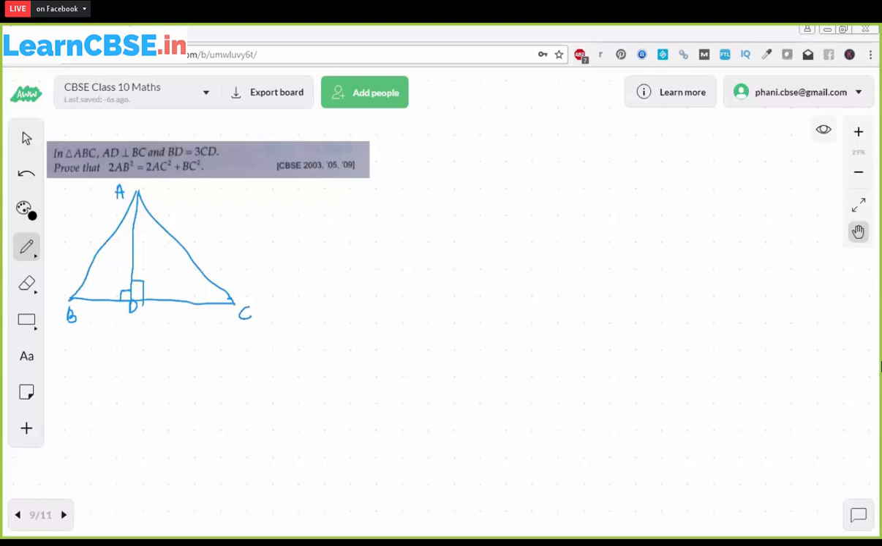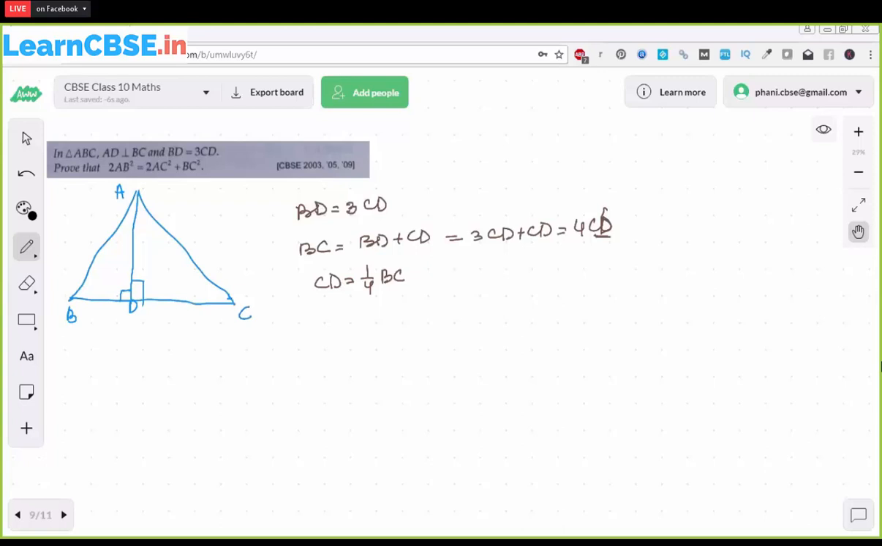Okay. So it's given BD equals 3 times CD. So what will be BC? BC, we know that it is BD plus CD. So it is 3 times CD plus CD equals 4 times CD. So from there we can find CD equals 1/4 of BC.